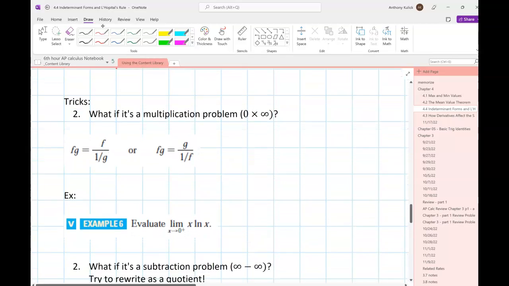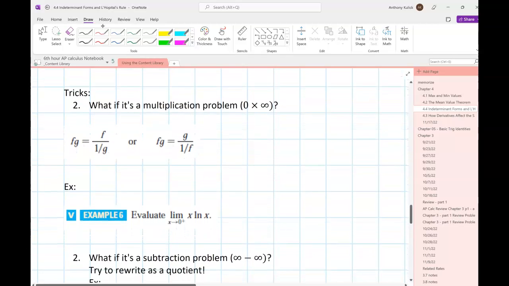All right. So tricks. What about these other 4 or 5 indeterminate forms? What if I have a multiplication problem, like something 0 times infinity? What can I do? Well, if I have f times g, I can just think about it as f times 1 over g, or g times 1 over f, right? So it doesn't really matter which way you write it. Let's look at an example.